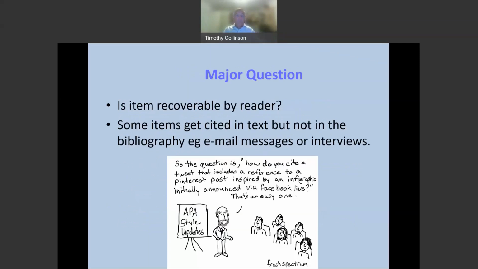So the major question that you should be asking is: is the item recoverable by the reader? All the details that you're putting into a reference are to help the reader to find that piece of information subsequently. And just to note that some items get cited in the text, but not in the bibliography or the reference list, such as, for example, email messages or interviews.